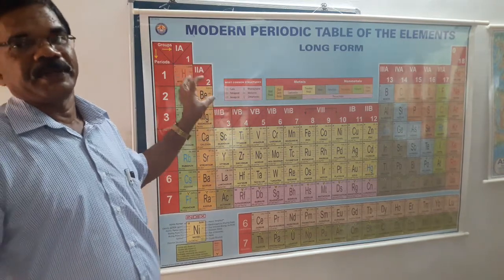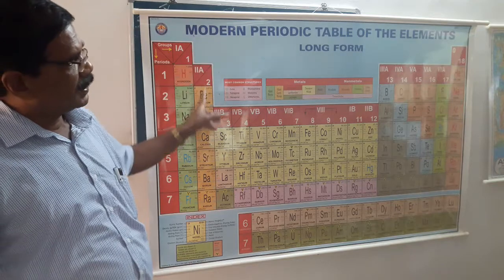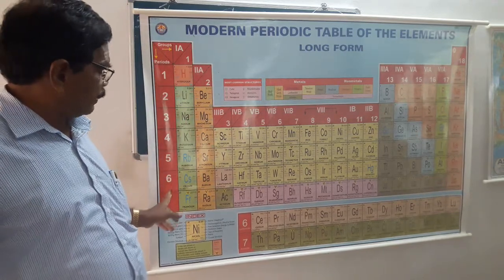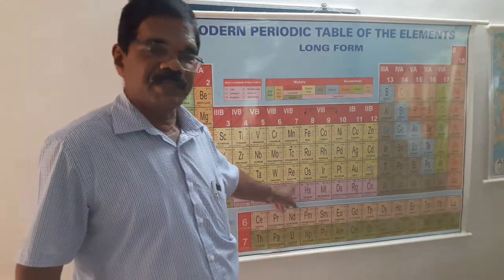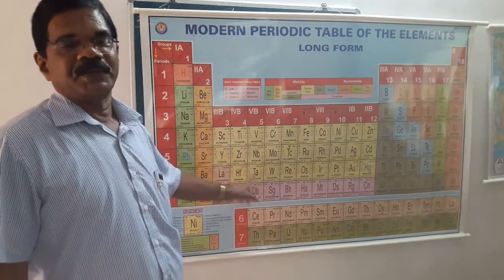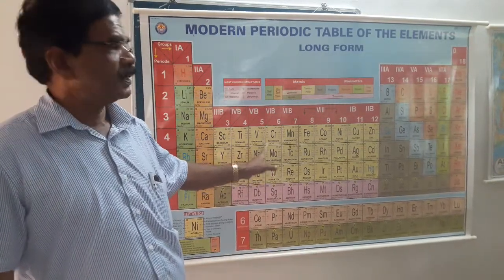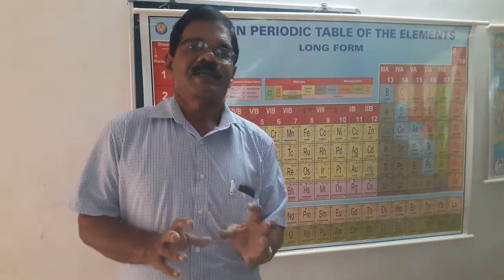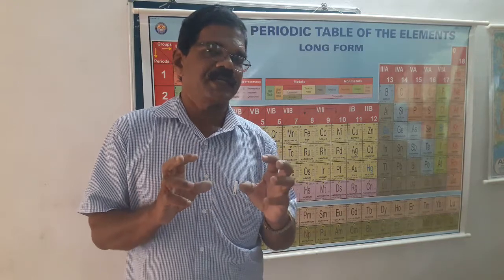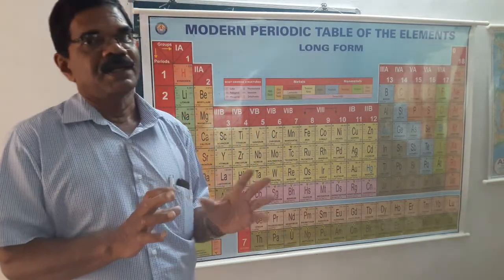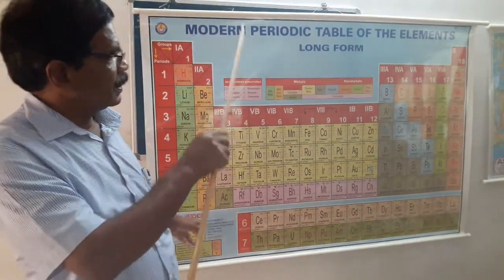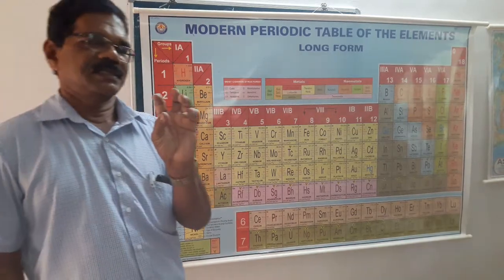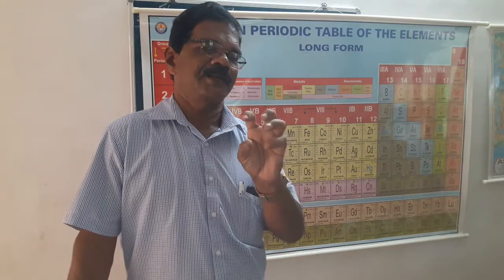So in the modern periodic table, there are 18 vertical columns, that means 18 groups. Similarly, there are 7 horizontal columns, that means there are 7 periods. In short, in the modern periodic table, elements are arranged in 18 groups and 7 periods. The basis of the modern periodic table is atomic number, and elements are arranged in 18 groups and 7 periods.